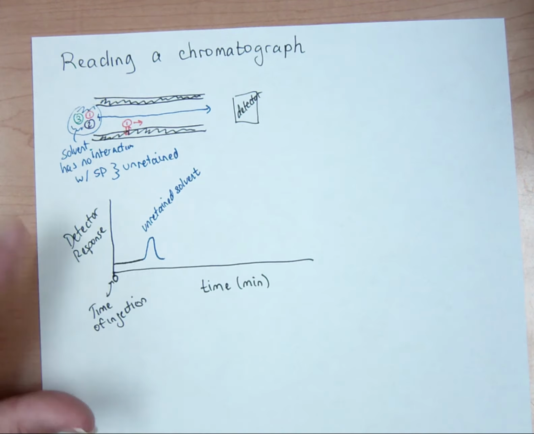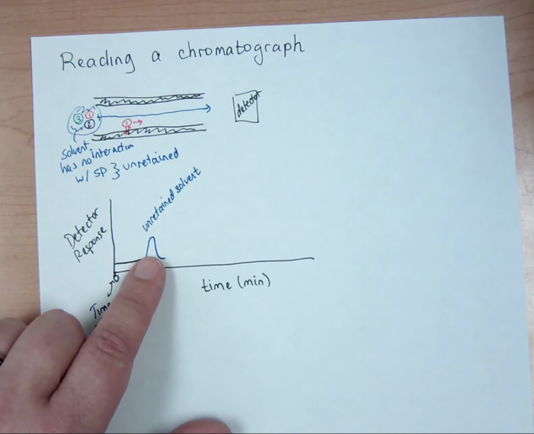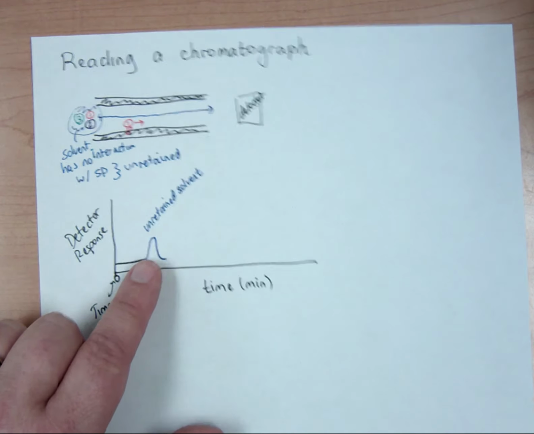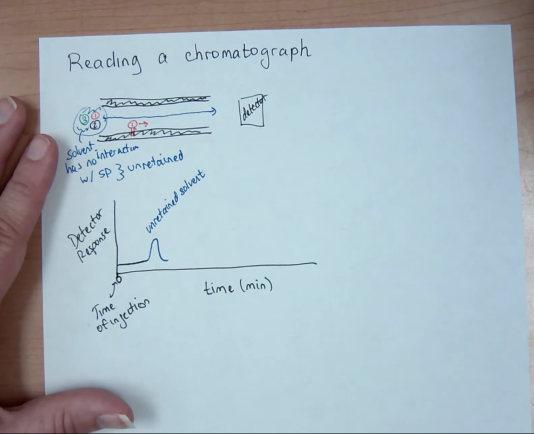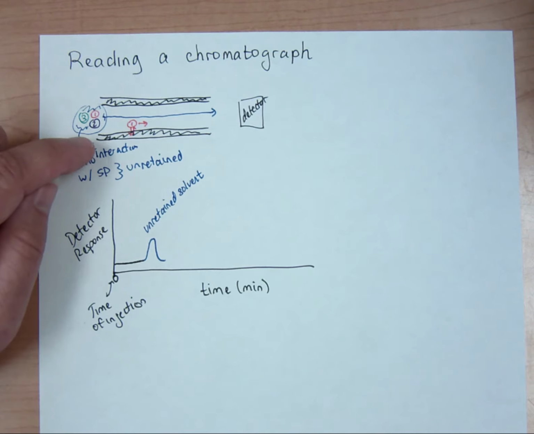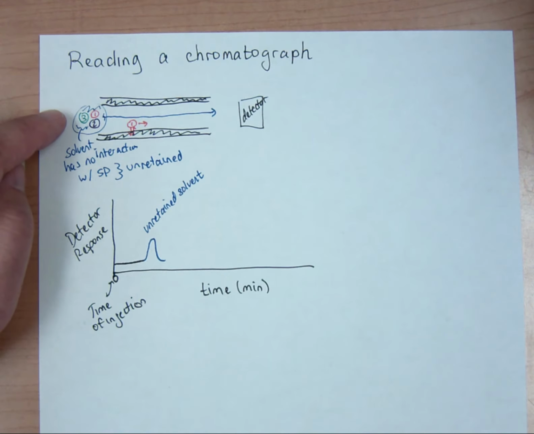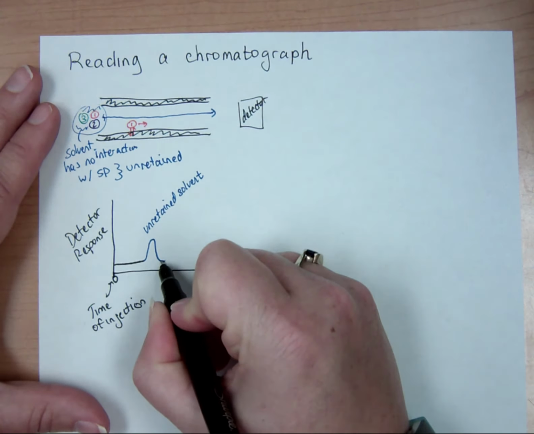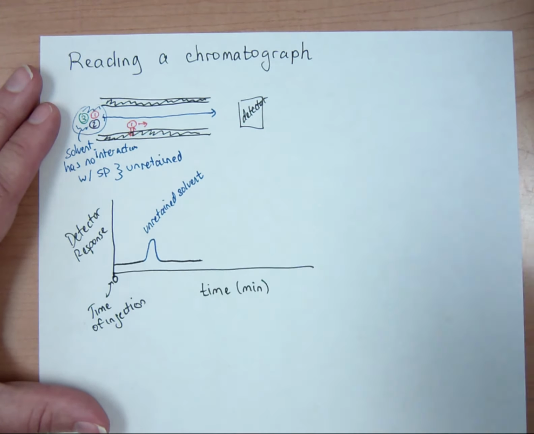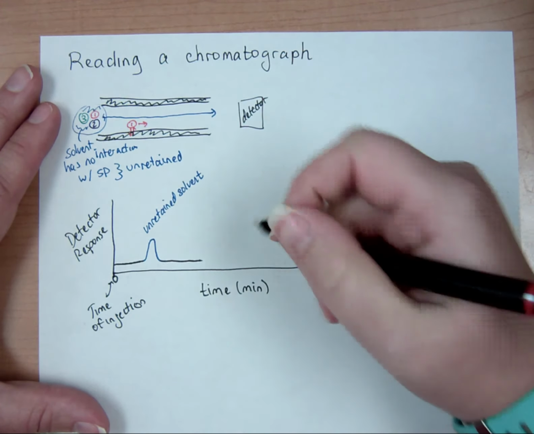Okay, so there's my unretained solvent has hit the detector, and this happens before any of the analytes come out because, again, the analytes have interaction with the stationary phase that keep it from moving for a time, whereas the solvent has no interaction with the stationary phase. All right, so as we continue to watch the detector, we might not have anything come out for a little while, and then all of a sudden we might see our analyte 1.